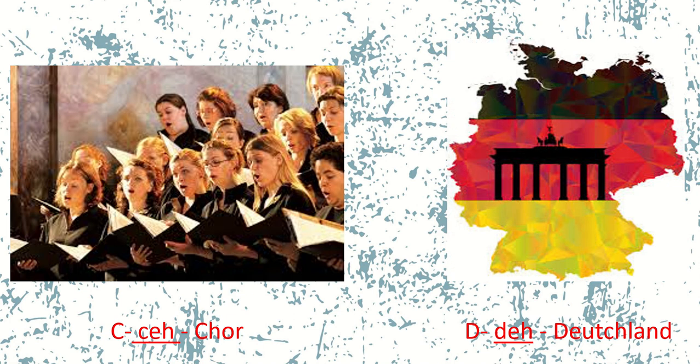The next letter is C, Chor. The German word is Chor, which means choir. Next letter is D, Deutschland. Deutschland is a German word and its English translation is Germany.